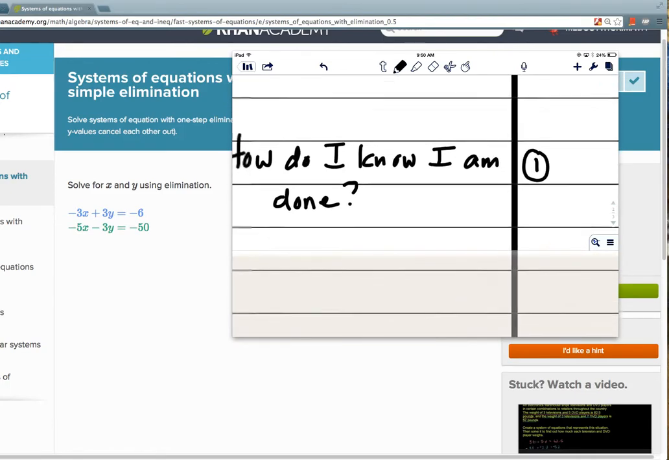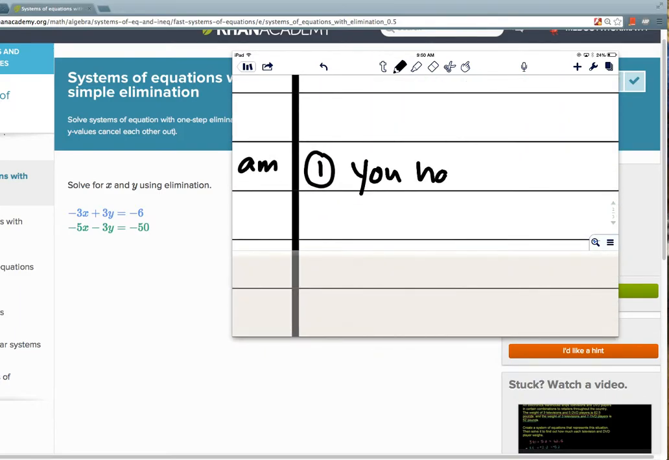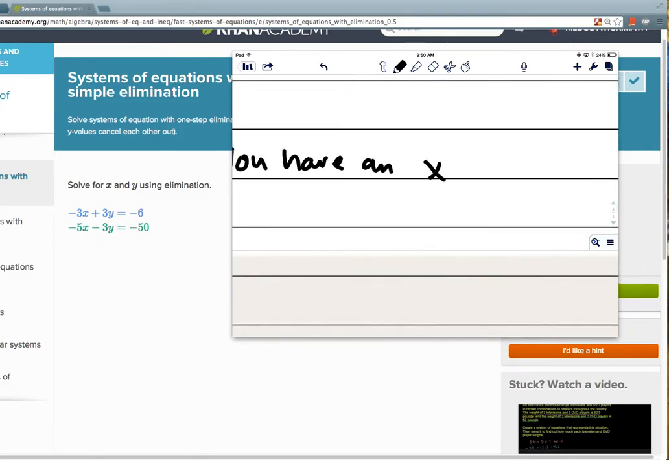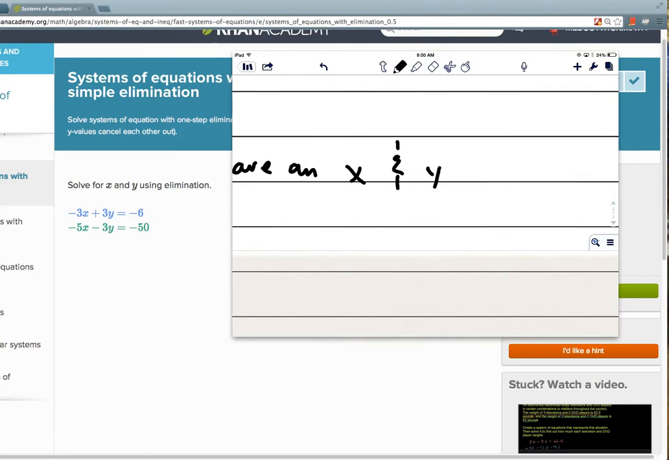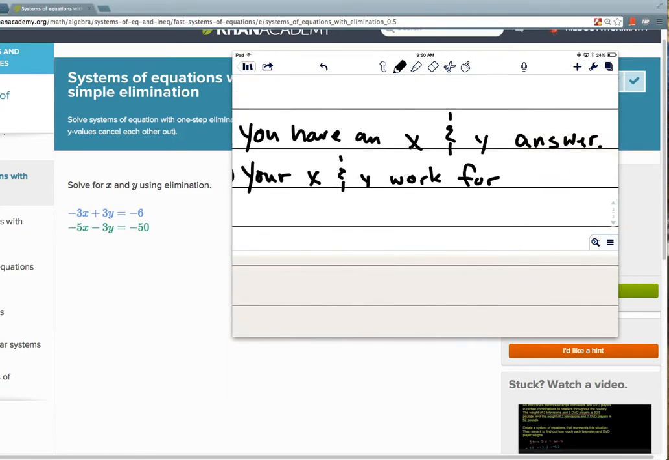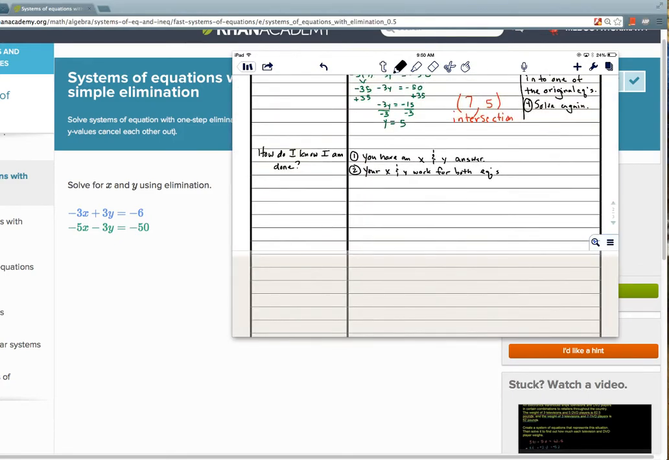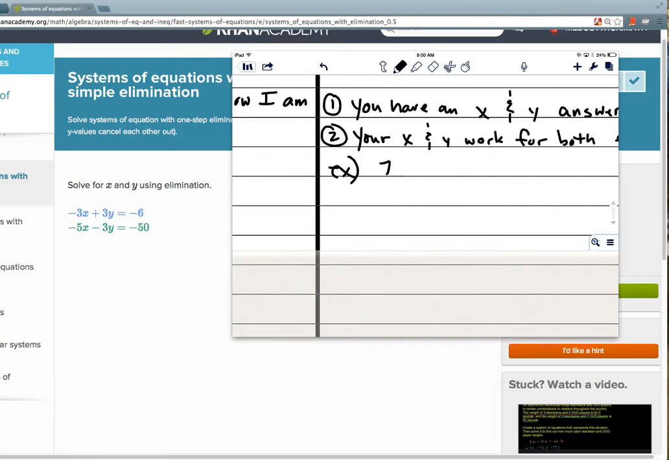The first way that you're going to know that you're done is that you have an x and y answer. You have to know both x and y. And then the second way you can know you're done is that your x and y work for both equations. And so I'm going to show you a way to check that here. I have this point (7, 5) that I think works, and I'm going to check to make sure it works in both equations.